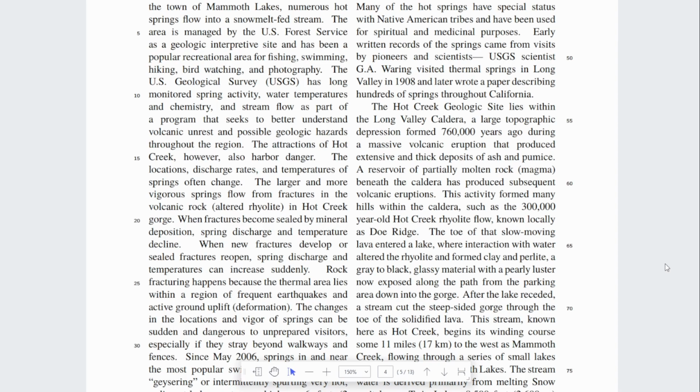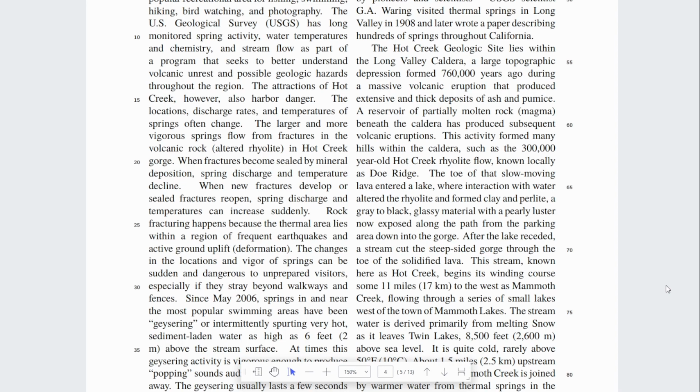The Hot Creek geologic site lies within the Long Valley caldera, a large topographic depression formed 760,000 years ago during a massive volcanic eruption that produced extensive and thick deposits of ash and pumice. A reservoir of partially molten rock, magma, beneath the caldera has produced subsequent volcanic eruptions. This activity formed many hills within the caldera, such as the 300,000-year-old Hot Creek rhyolite flow, known locally as Doe Ridge.